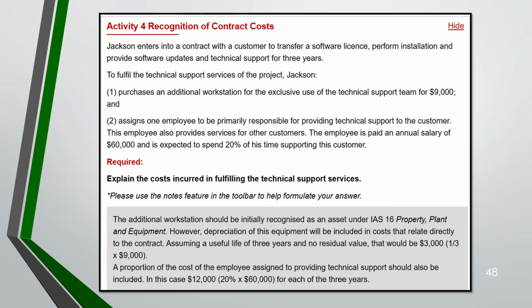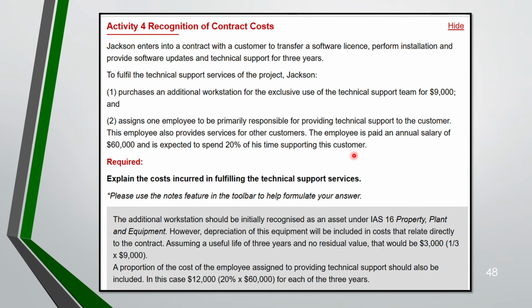Now, activity 4. Again, Jackson, who has 4 performance obligations: license, installation, update, and technical support for 3 years. To fulfill the technical support, these are the costs. You have to explain the costs incurred in fulfilling the technical support. They have purchased an additional workstation for the exclusive use of the technical support team for 9,000. They have assigned one employee to be primarily responsible for providing technical support to the customer. This employee also provides services for other customers. The employee is paid an annual salary of 60,000 and is expected to spend 20% of his time supporting this customer.